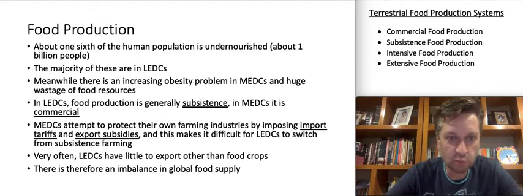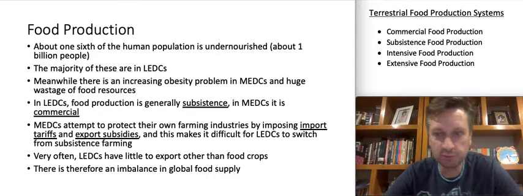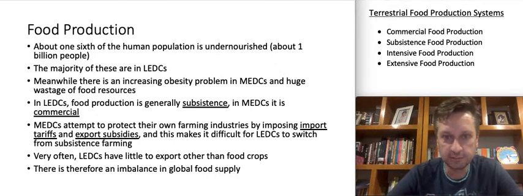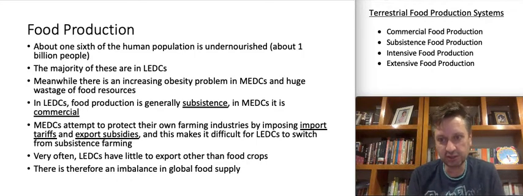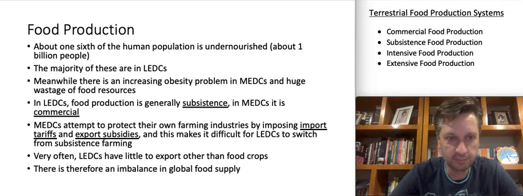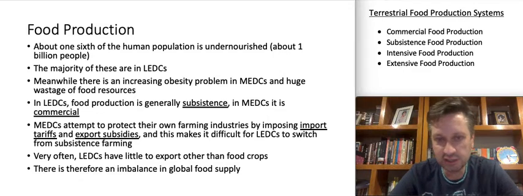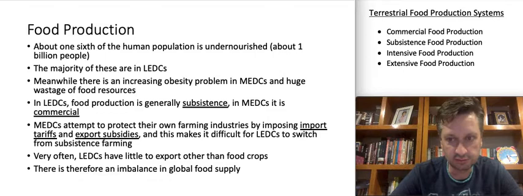So first of all, about 1/6 of the entire human population is currently undernourished. That equates to about 1 billion people. And obviously, the majority of those people live in LEDCs. So there's a lack of equity of food availability around the world. Conversely, in MEDCs, we have a problem of obesity and huge wastage of food resources.